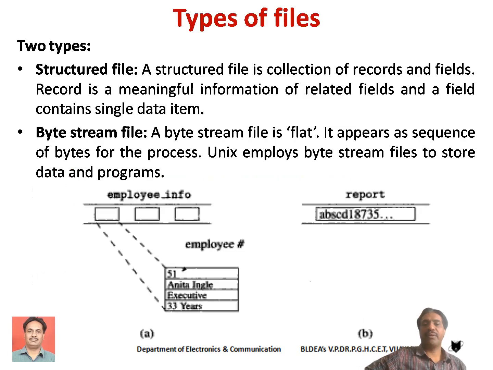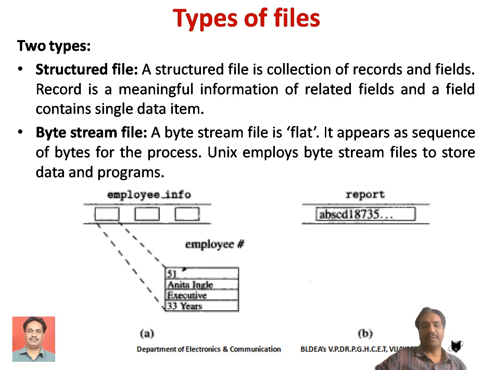Next, we are going to discuss the types of files. In general, in any operating system, there exist two kinds of files. They are called structured files and byte stream files. A structured file is simply a collection of records, whereas a byte stream file can be defined as a collection of bytes.